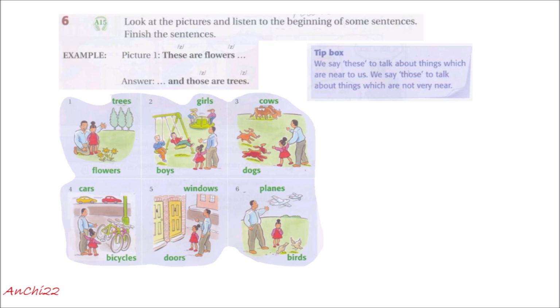5. These are doors. And those are windows. 6. These are birds. And those are planes.